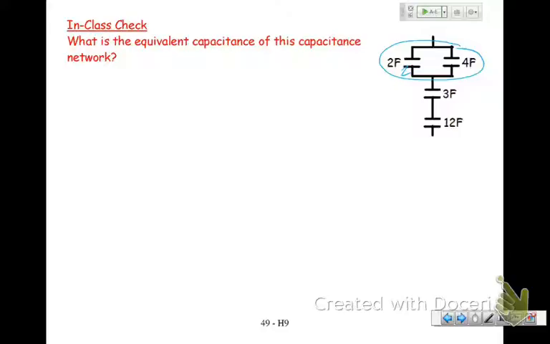So we do this first, and we go 1 over. I recognize it's parallel because there's a junction there and a junction there. I go 1 over C parallel equals 1 over C1 plus 1 over C2. No, absolutely nonsense. C parallel equals C1 plus C2. So C parallel is equal to 2 plus 4, which equals 6 farads.